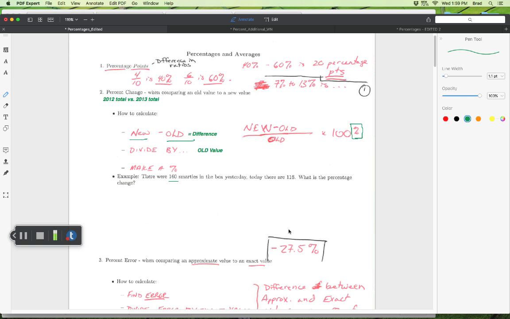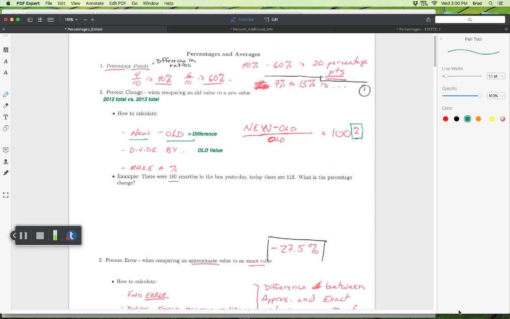Okay? So we've got percentage points and percent change. These things are really different. One's a difference in ratios, the percentage points. And one is comparing an old value to a new value, and looking at the percent change between those values. Now those values could be percentages. They could be number of tigers in a zoo. They could be number of times Brad has been arrested for speeding. There are different values we can compare. Whereas with percentage points, we're looking strictly at differences in ratios.